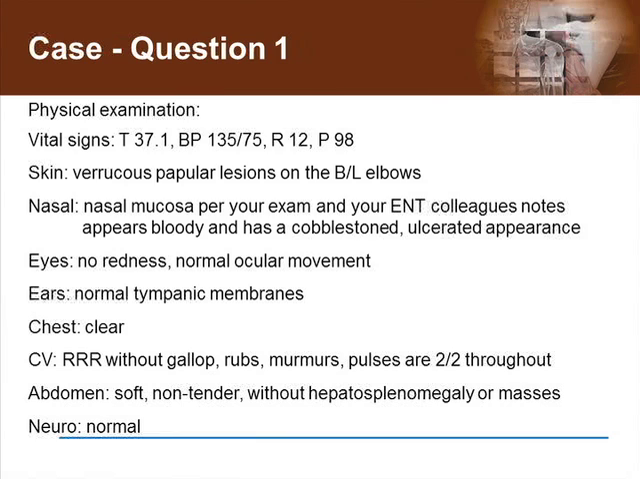A, serum creatinine. B, urinalysis. C, computed tomography of the chest. D, antineutrophil cytoplasmic antibodies, or ANCA, or E, antinuclear antibodies, or ANA.